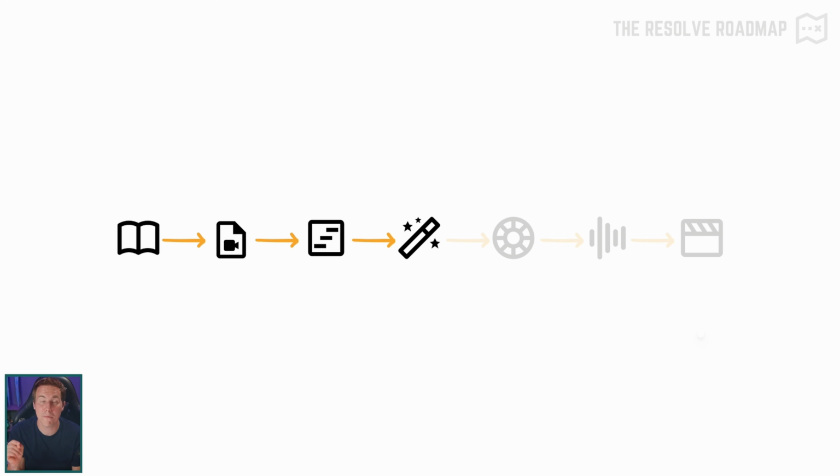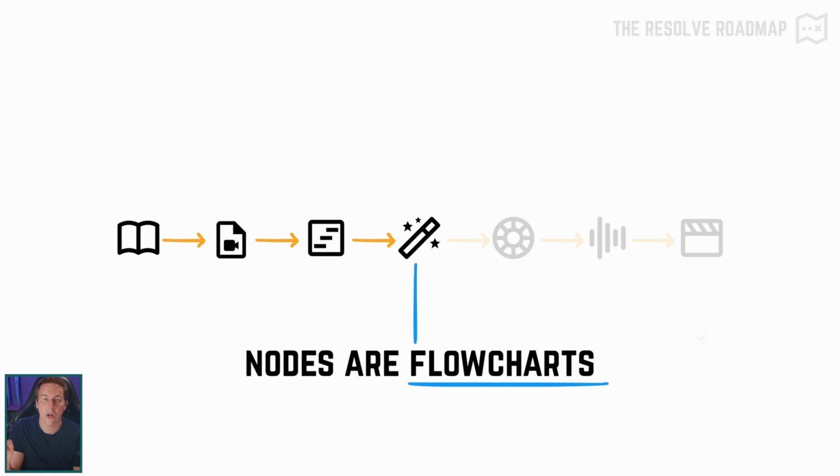Fourth item is on Fusion, and the big thing that you really need to understand about Fusion is that nodes are flowcharts. Everybody overcomplicates nodes. I have so many videos on how to understand nodes, what nodes are, how to use nodes, why you shouldn't be scared of nodes, why nodes are better than layers, and all this node stuff. Really what you need to understand is that nodes are a flowchart.